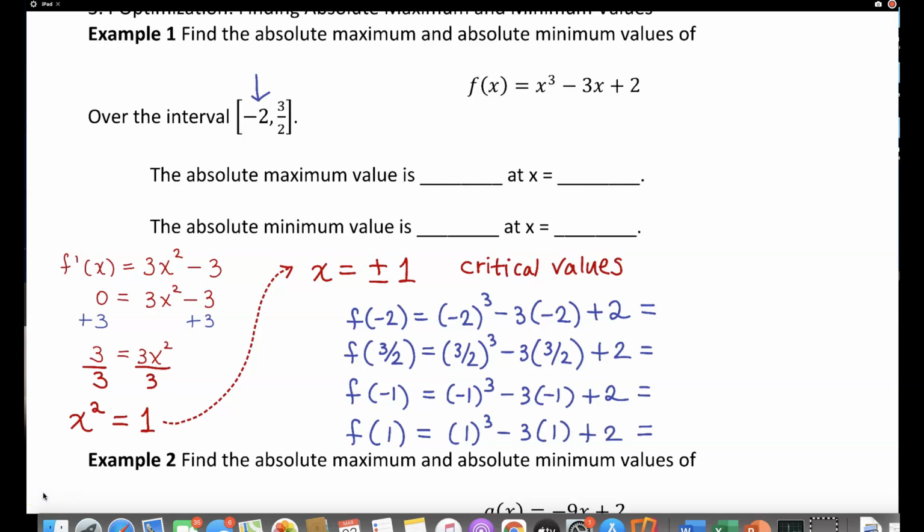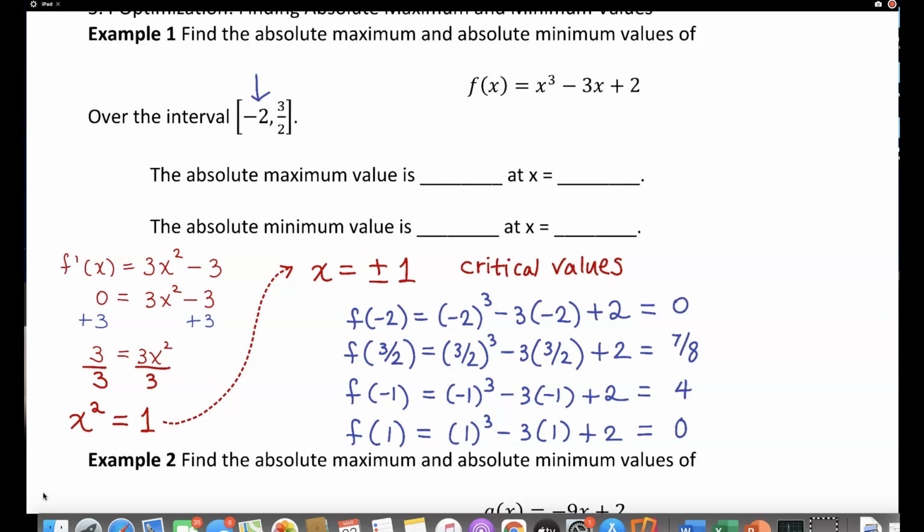I typed these into my scientific calculator when I paused the video and got these values. The first one came out to be 0. The second one came out to be 7/8. Third one was 4. Oh, this is the biggest one. And last one was 0. I want you to check these numbers for me and let me know if I typed something wrong. I think I typed everything okay.